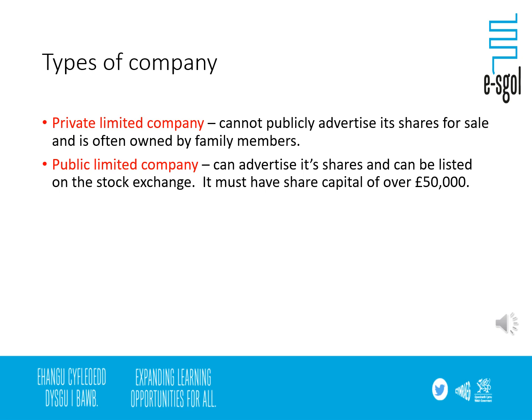There are two types of company. The first type is a private limited company. These cannot publicly advertise their shares for sale and often are owned by family members. When we say it can't publicly advertise its shares, it doesn't mean you can't publicly advertise your products or your services. It means the shares themselves, the shares in which you would own the company.